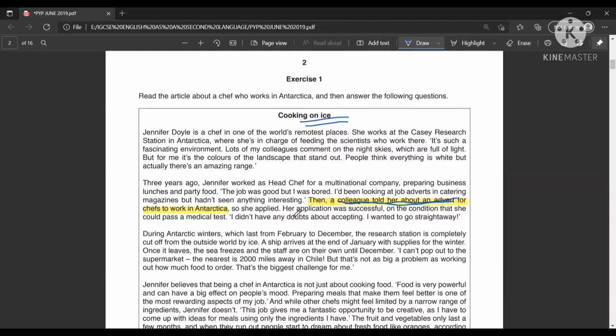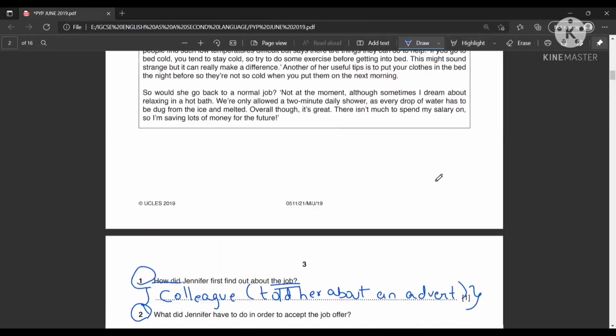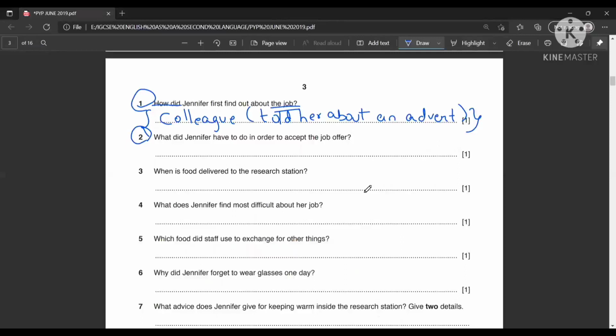So the trick is working a bit, I can say. So what is the answer? So how will she get the job? She will get the job only when she passes the test. Okay, so what you are going to write in the answer? You are going to just write pass a medical test. Okay, so let's write it here. Pass a medical test.